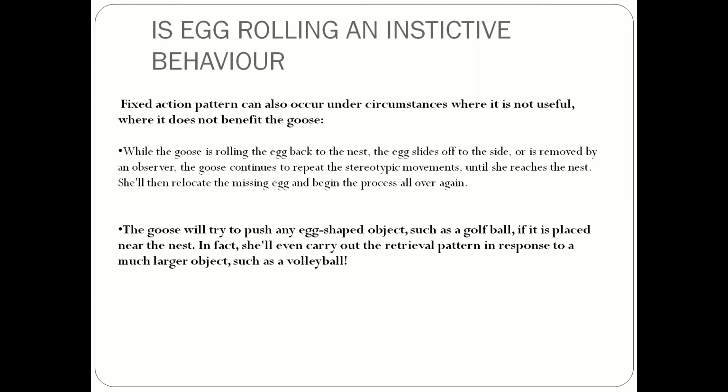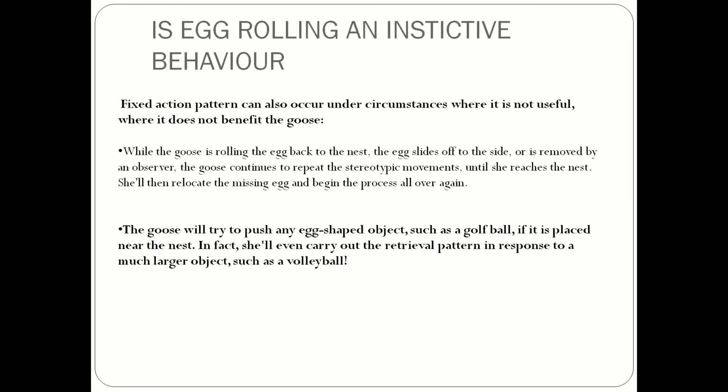While the goose is rolling the egg back to the nest, the egg slides off to the side or is removed by an observer. So scientists, when the goose is rolling the egg back, remove the egg. Even when the egg is removed, the goose continues to repeat the stereotypic movement until she reaches the nest. Once she reaches the nest, she will find that the egg is still missing. She'll try to relocate the missing egg and begin the process all over again.